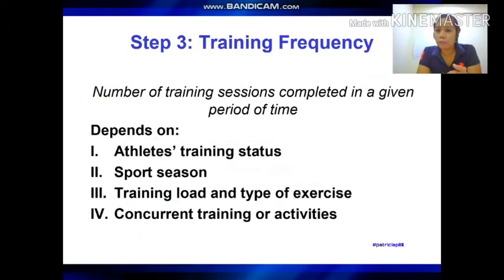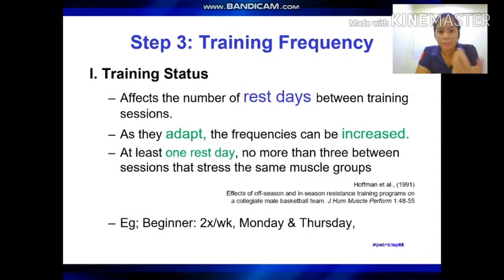Okay, now we go to step 3, training frequency. Training frequency is the number of training sessions completed in a given period of time. We're talking about how many sessions per week. It depends on these 4 factors: athlete's training status, sports season, training load and type of exercise, and concurrent training or activities. Okay, the first one is training status.